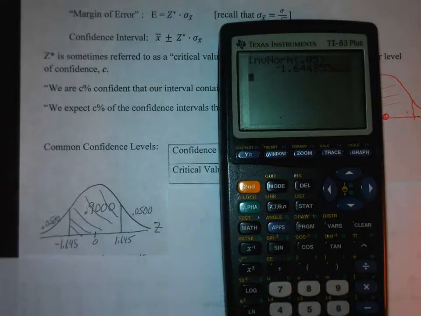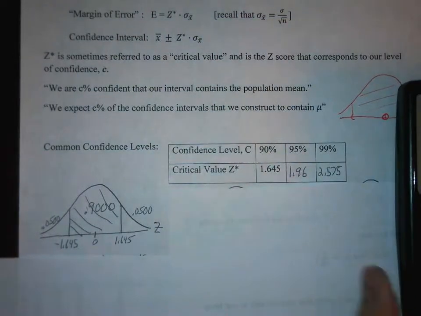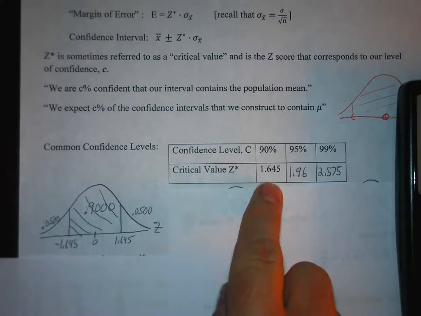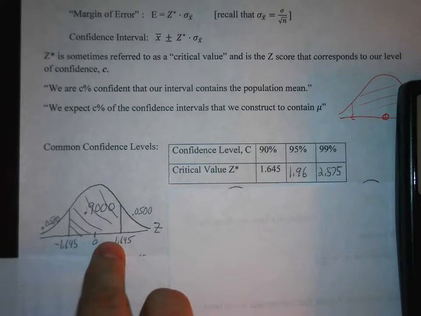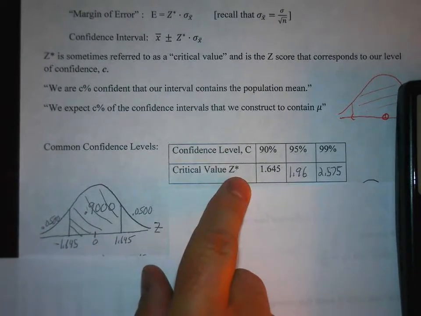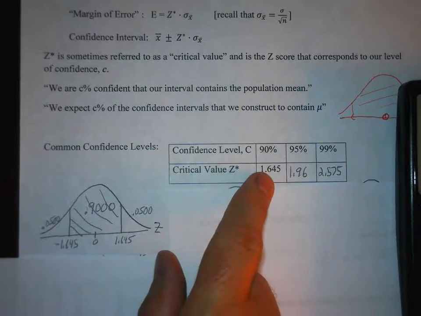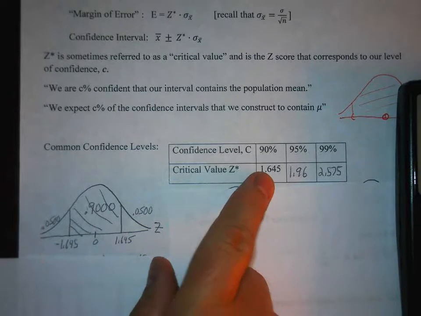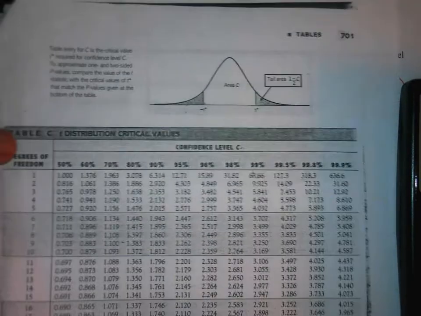So we do that and we get negative 1.6448. If we round that, I round it to 1.645. Now it gave us a negative just because that's the y, but because of the symmetry, these are the same. So your Z star value, you can just look at that as the positive Z score. Okay, 1.645.